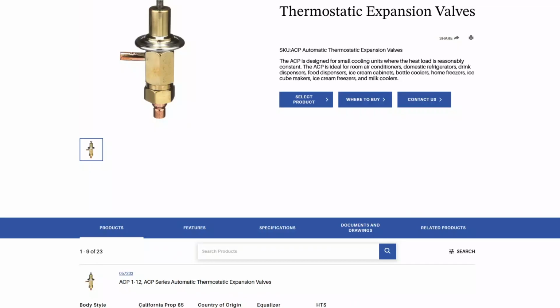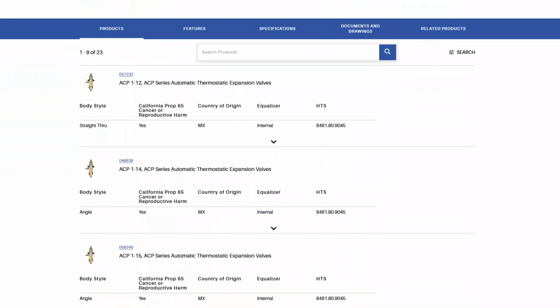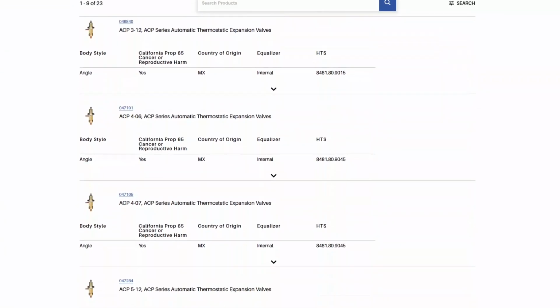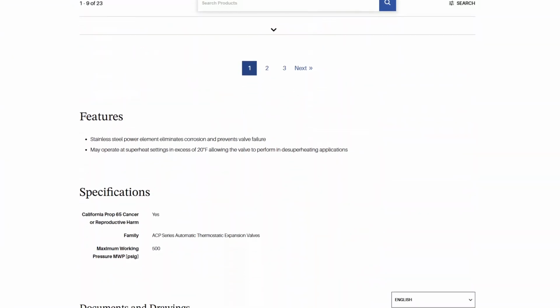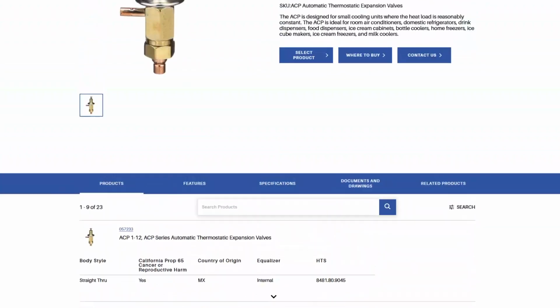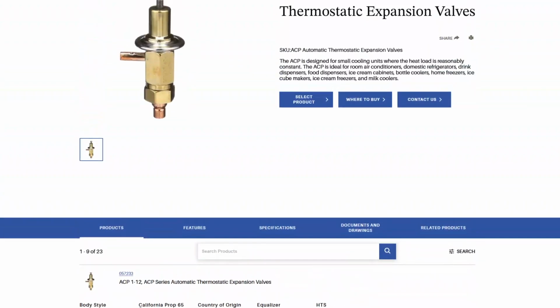Automatic expansion valves are simple and inexpensive to install. Unfortunately, they are not ideal for systems with varying load conditions, since they do not respond to changes in superheat, which may lead to inefficient performance in some scenarios.